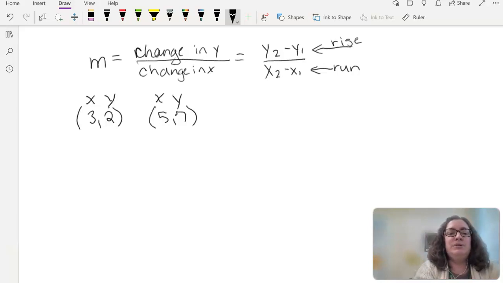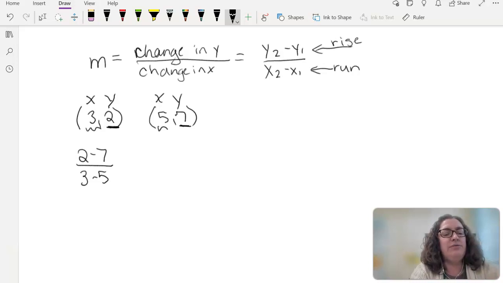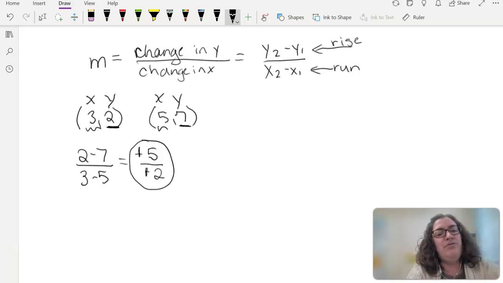And so what I would do is I would take the y value from one point and subtract the y value from the other point. So I would take 2 minus 7 divided by, and then I would take the x value from one point minus the x value from the other point and get 3 minus 5. So 2 minus 7 would give me an answer of negative 5, and 3 minus 5 would give me an answer of negative 2. Now, if I look at those, because they're both negative, a negative divided by a negative will become positive, and I will get a positive slope of 5 over 2.